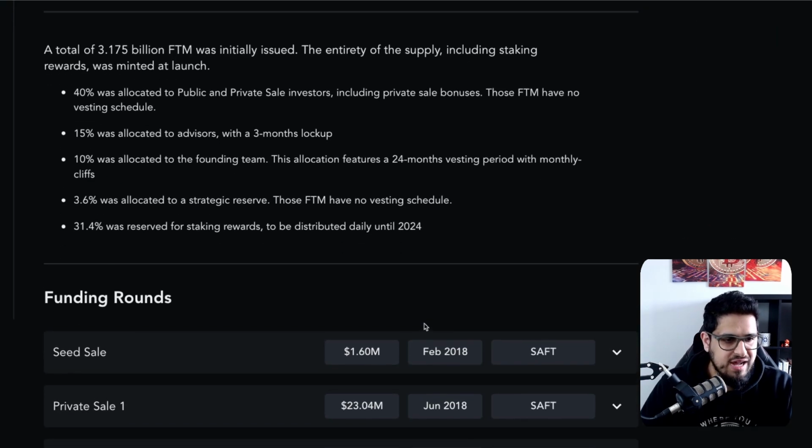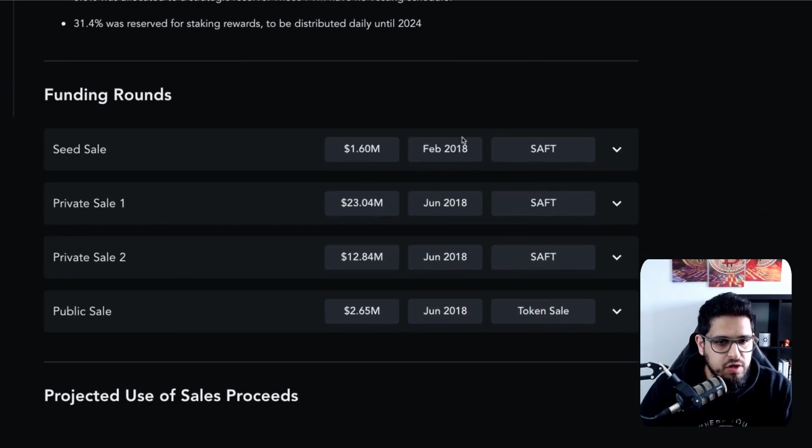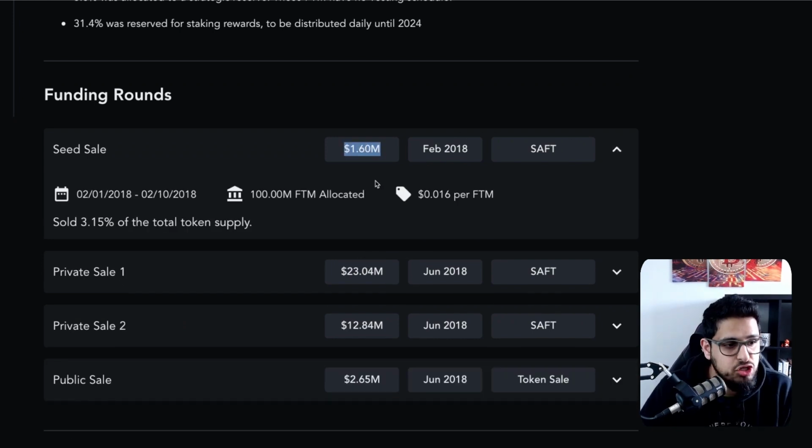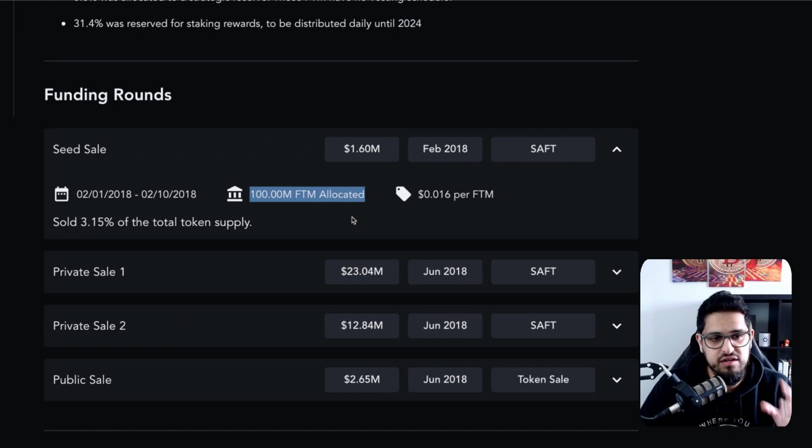Okay, good stuff. Now, of this initial 40%, how was it sold, right? What happened? Well, this is what happened. In February 2018, you had your first seed round, where the team managed to raise $1.6 million. They did that by selling 3.15% of the total token supply, out of the total 3.175 billion, and they sold 100 million Phantom.